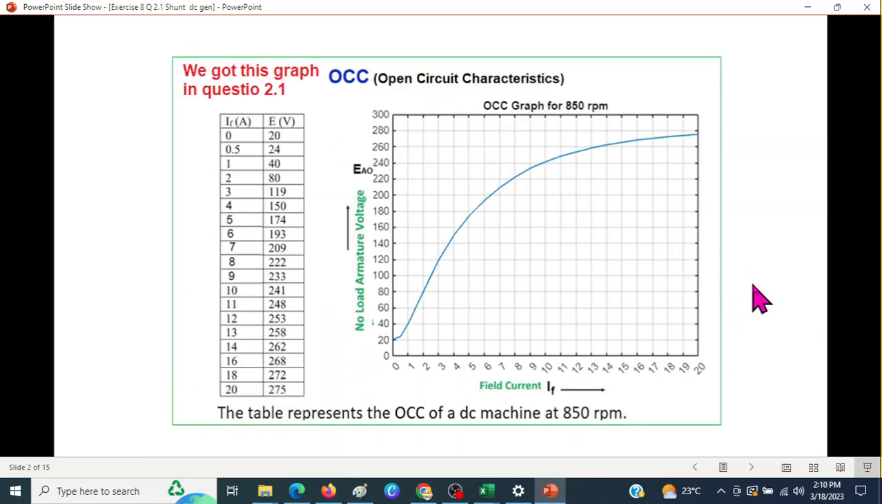So let me just recall that in the previous video we had drawn this open circuit characteristics curve, and this is basically between the IF, that is field current, and the generated voltage E, or output voltage when there is no load. With the help of MATLAB, you can easily plot this, and the graph is for 850 RPM.